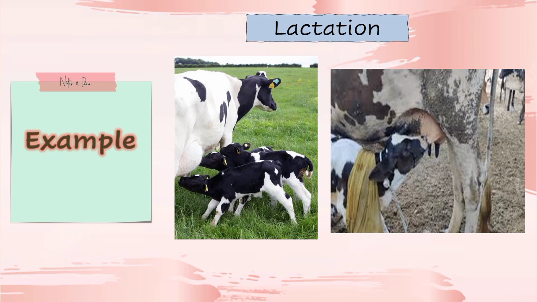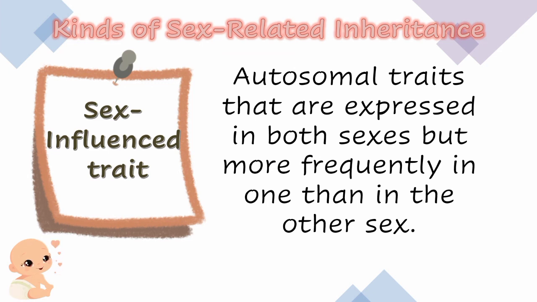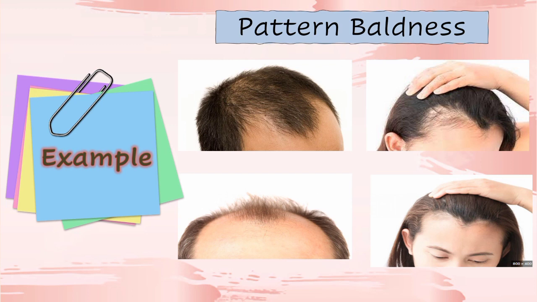And last but not the least, we have the sex-influenced trait. That is an autosomal trait that is expressed in both sexes but more frequently in one sex than in the other. One classic example of this is pattern baldness, which is expressed in females just like this one, but is more often manifested in males, as you can see in the picture.